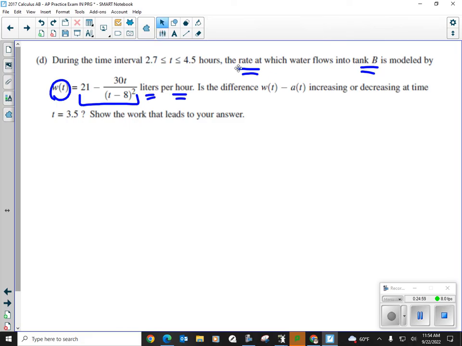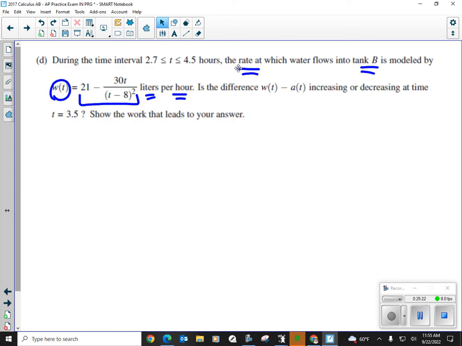All right? The difference between W of t minus A of t, I'm subtracting them, is it increasing or decreasing at time 3.5? Show the work that leads to your answer. After doing a complicated problem or two, this is really nice. Do not overcomplicate it, please.